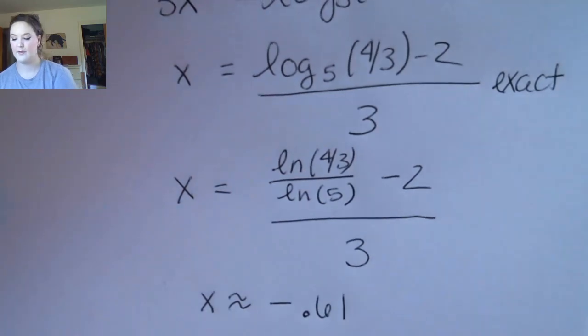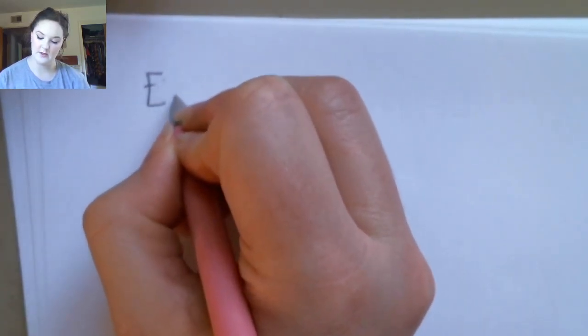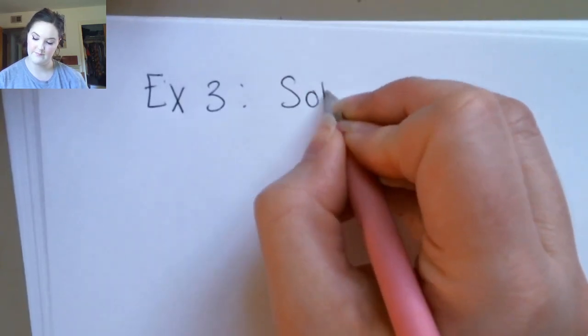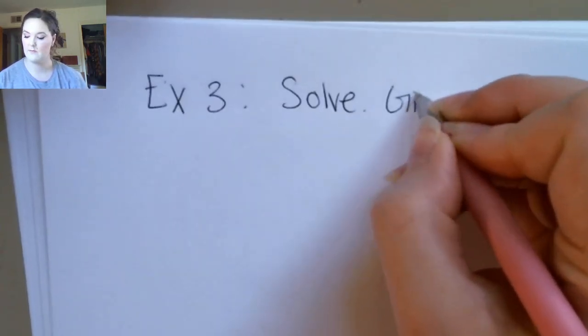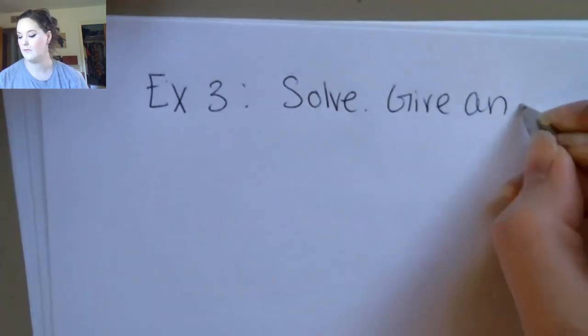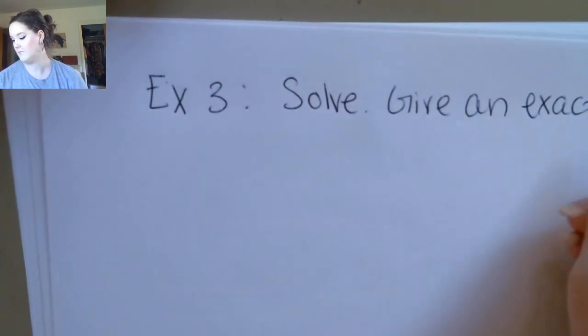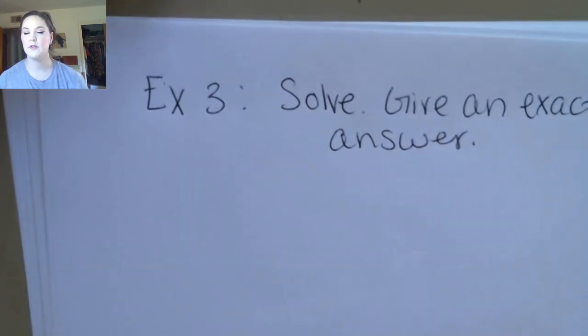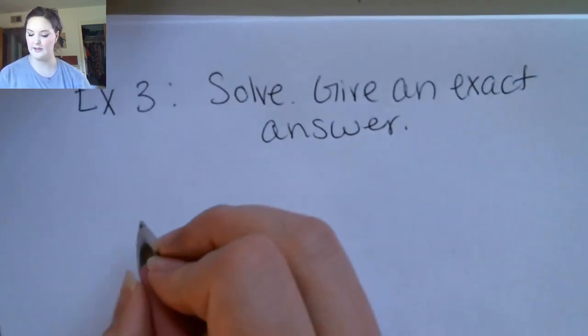Okay, all right. Let's see a different kind of example, because those are really similar types of examples, they're just harder than the ones that we saw last time. So let's see a different type of example. In this example, we're only going to give an exact answer.